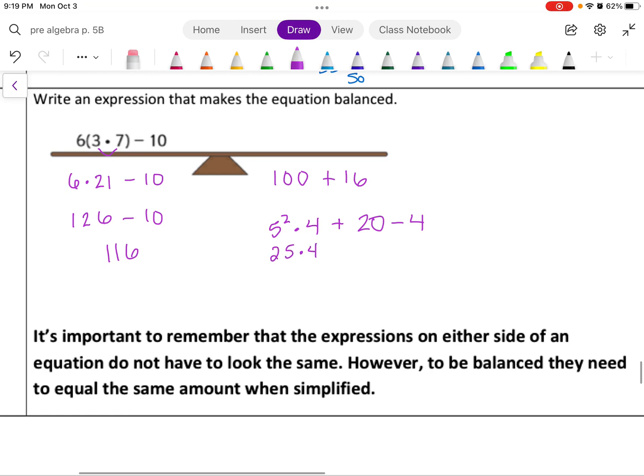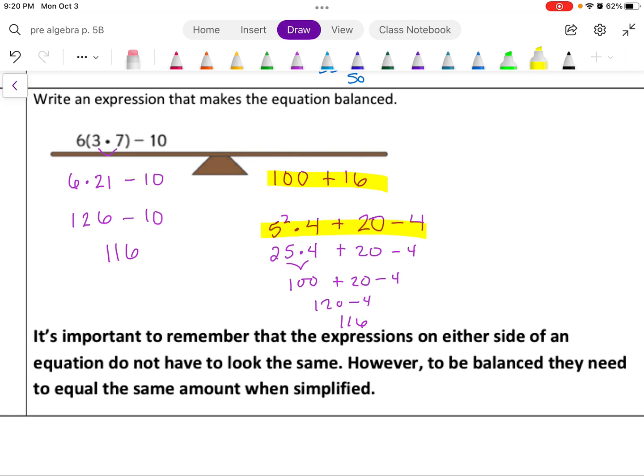5 squared is 25. Times 4 would be 100. 100 plus 20 minus 4 would be 120. Minus 4 is 116. So again, these are both examples of expressions that are equivalent.